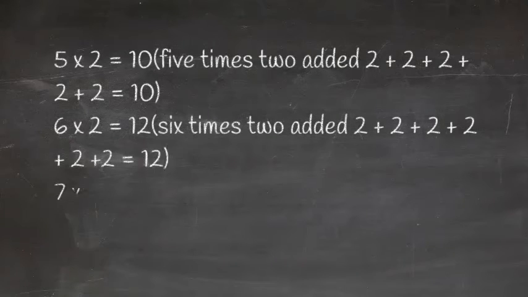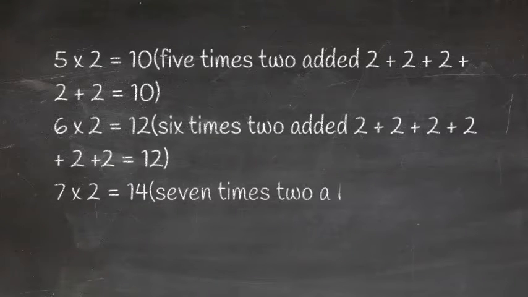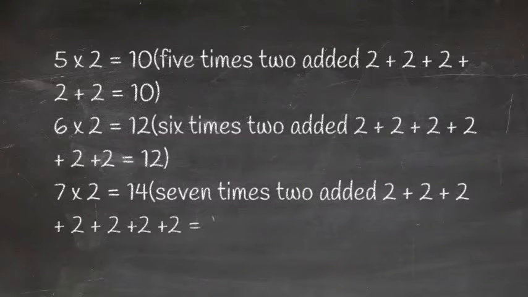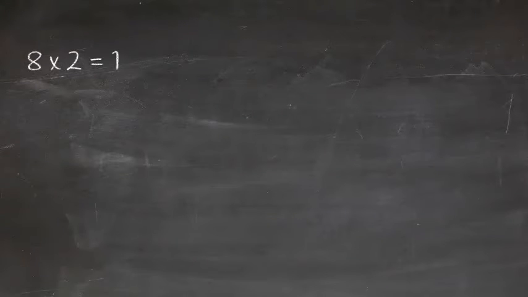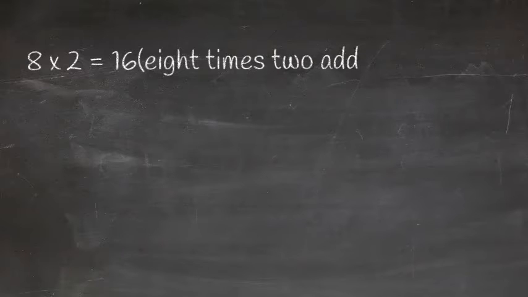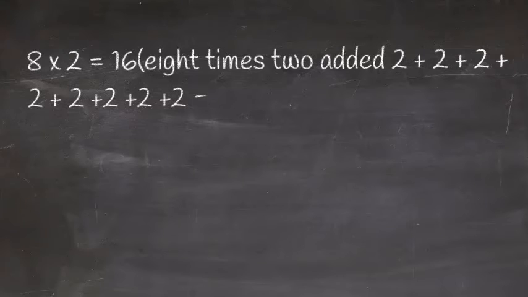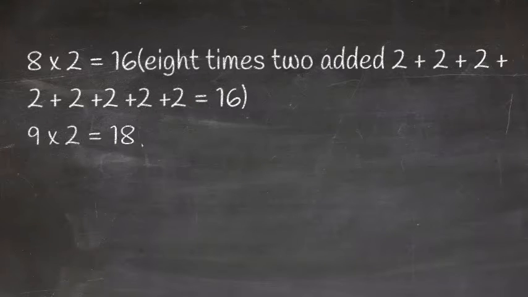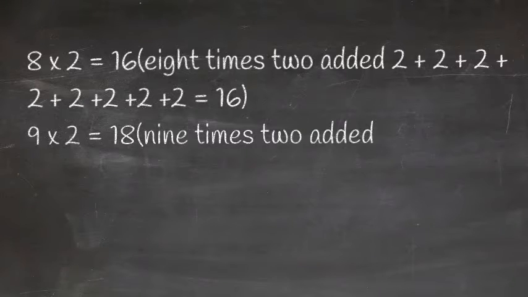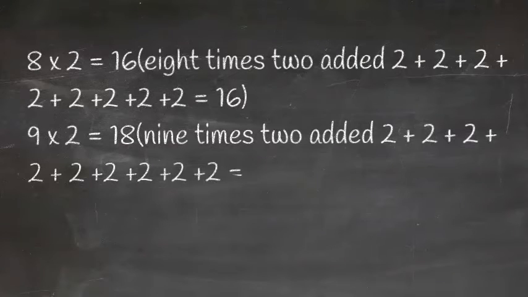7 into 2 equals 14. 7 times 2 added equals 14. 8 into 2 equals 16. 8 times 2 added equals 16. 9 into 2 equals 18. 9 times 2 added equals 18.